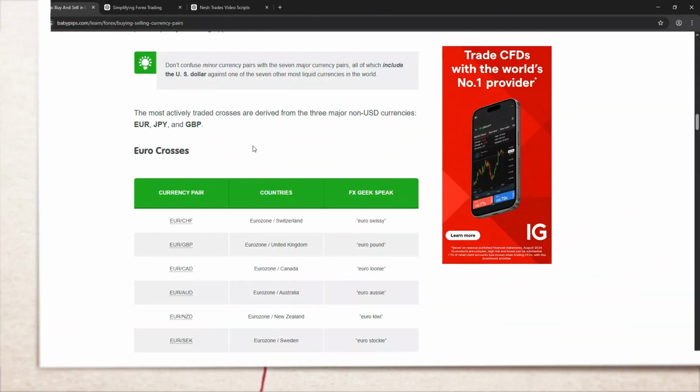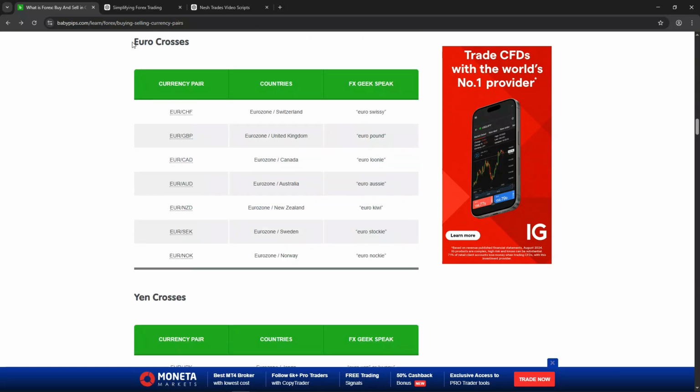And now looking at Euro crosses, these are simply currency pairs where the euro is traded against other currencies without the US dollar. So instead of trading Euro USD, you're trading pairs like Euro GBP, Euro AUD, or Euro Swiss franc. And simply, Euro crosses are just cross-currency pairs that involve the euro.